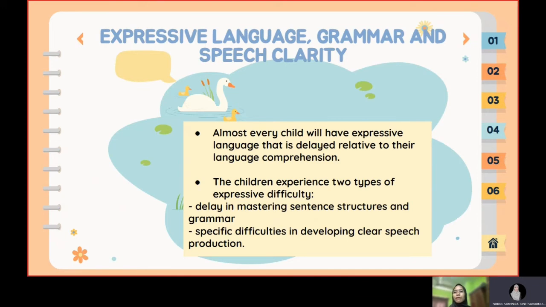Almost every child will have expressive language that is delayed relative to their language comprehension. The children experience two types of expressive difficulty, which is delay in mastering sentence structure and grammar, and specific difficulties in developing clear speech production. The gap between the children's understanding and the ability to express themselves is a cause of much frustration and can sometimes lead to behavior problems. It can also result in children's cognitive abilities being underestimated.